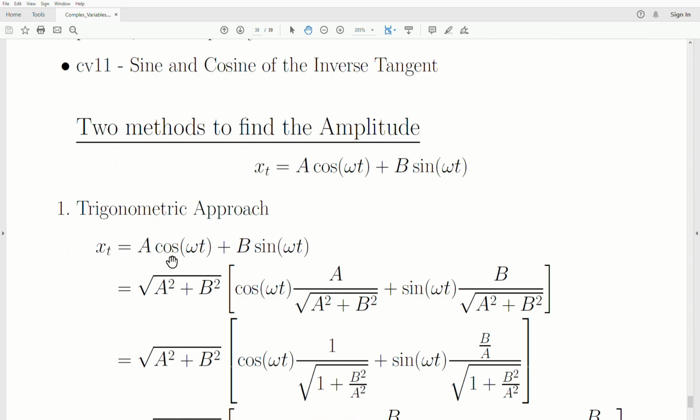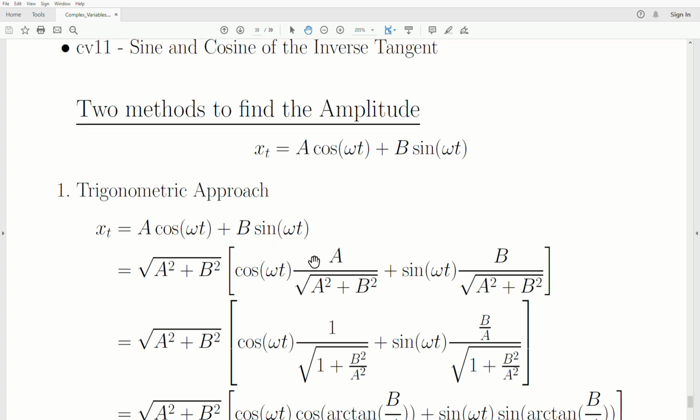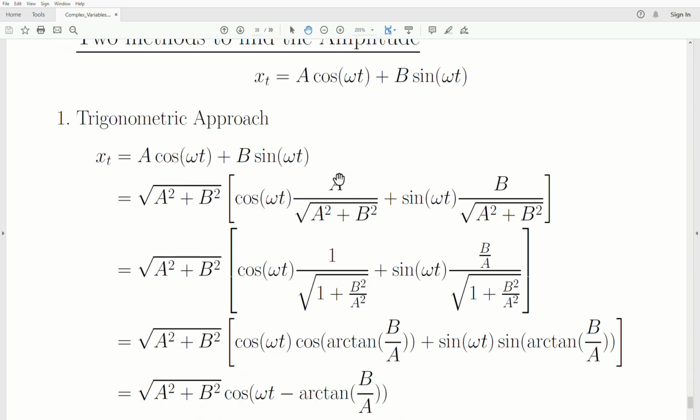So let's let x(t) equal a times the cosine of omega t plus b times the sine of omega t. Now we're going to use algebra at first. We're just going to multiply it by a well-chosen one, specifically the square root of a squared plus b squared over the square root of a squared plus b squared, right? If we multiply this in, we're just left with a times the cosine of omega t. And the same way here, we're left with this. We get it back.